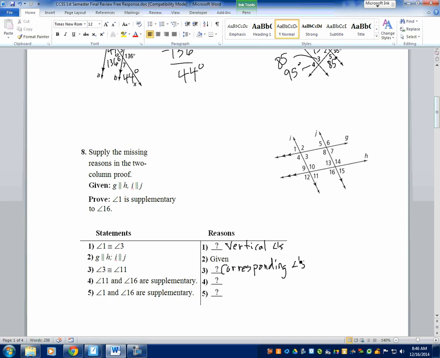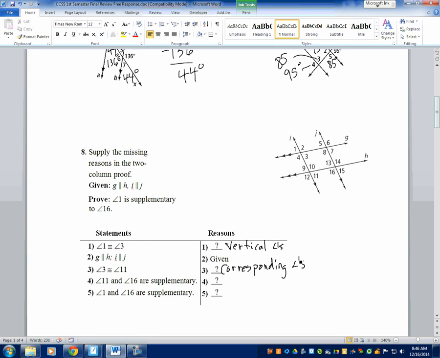Now, you've got to be careful with that, though, guys. Just because they're corresponding angles does not mean they're congruent. They have to be corresponding angles of parallel lines. I'll show you an example where students fall into a trap on the next page here.